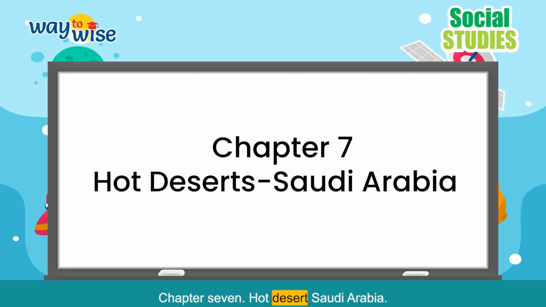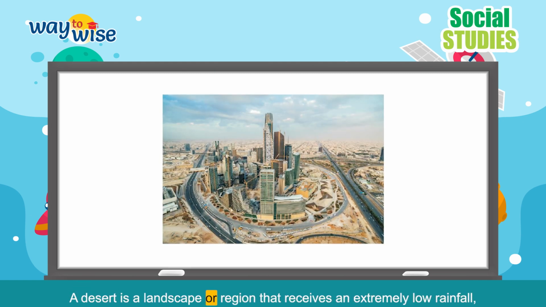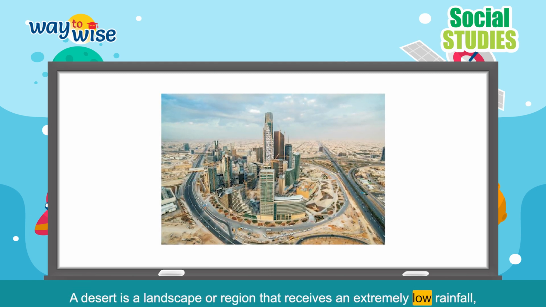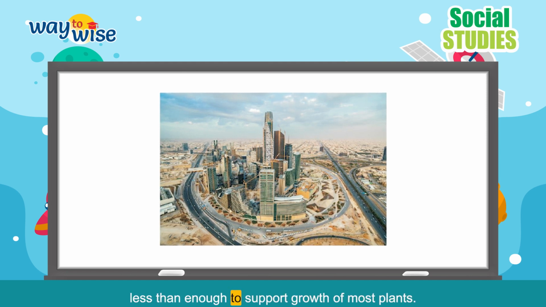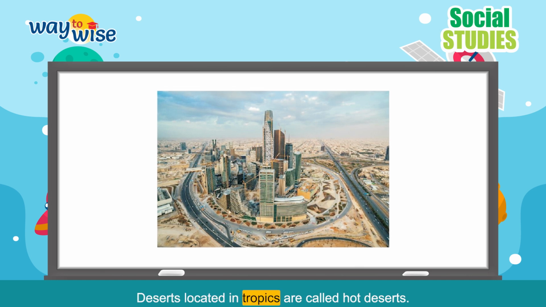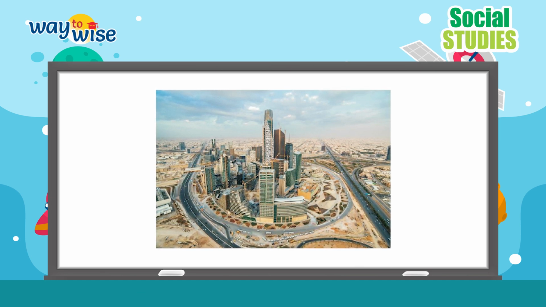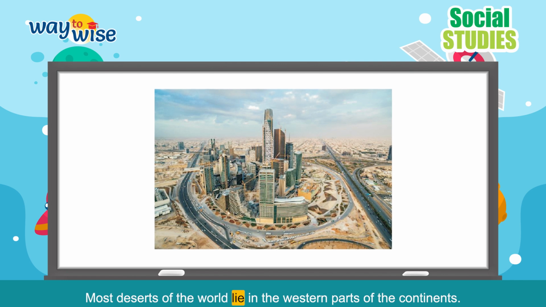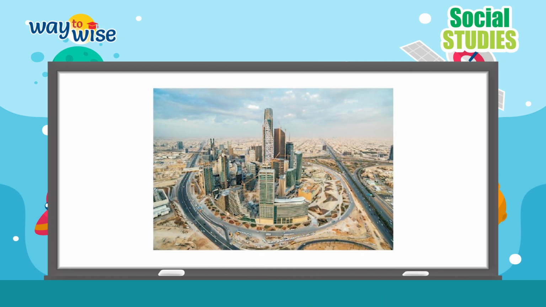Chapter 7: Hot Desert, Saudi Arabia. A desert is a landscape or region that receives extremely low rainfall, less than enough to support the growth of most plants. Deserts located in the tropics are called hot deserts. Most deserts of the world lie in the western parts of the continents.